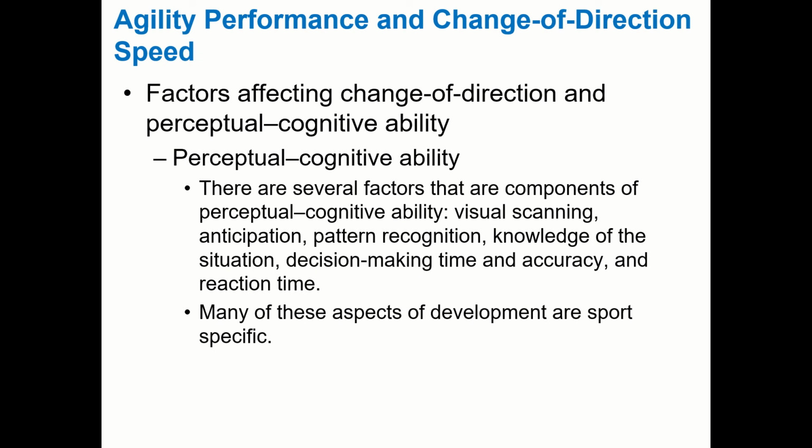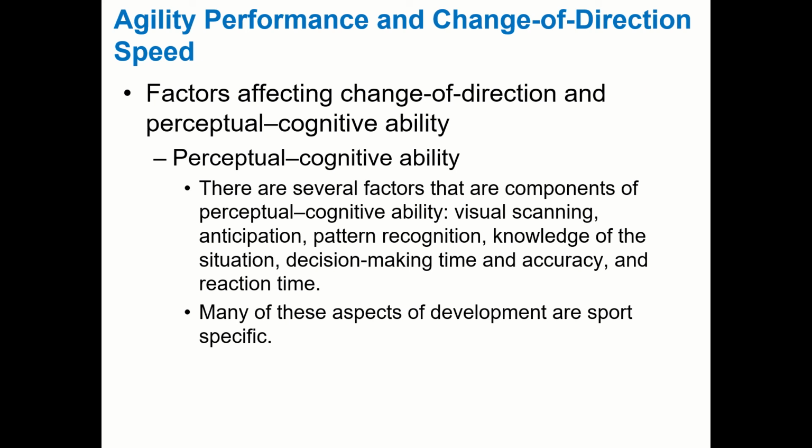And then perceptual cognitive ability includes things like visual scanning, so knowing what's going on in the field. Pattern recognition is an important one. We actually talked about that in 201, I think. Yeah, 201. That is, the more experienced the athlete is, the better they get at picking up the important visual cues on the field.